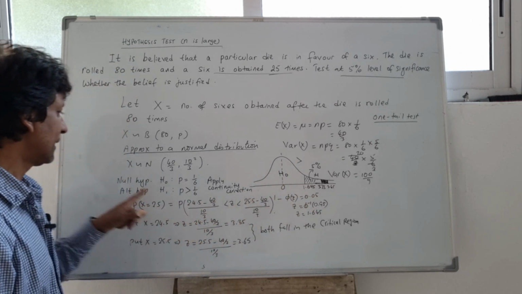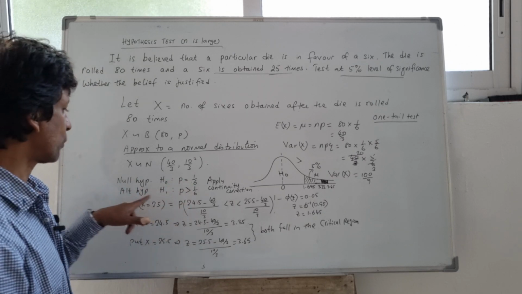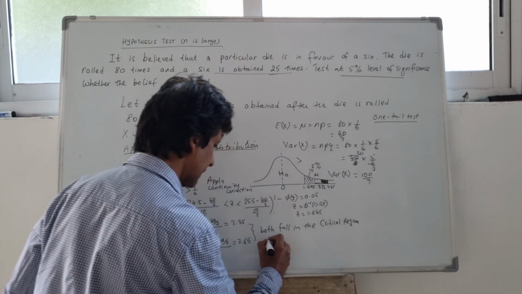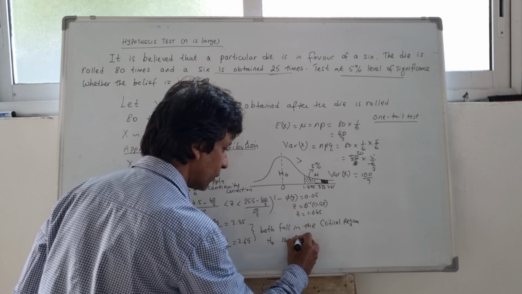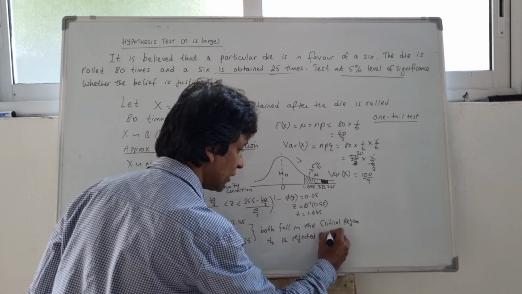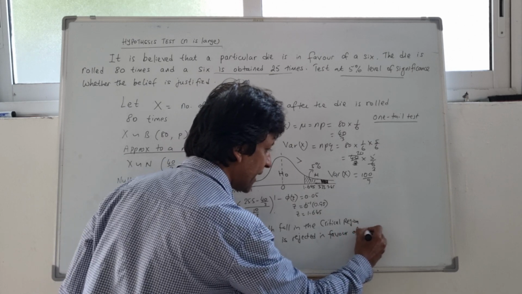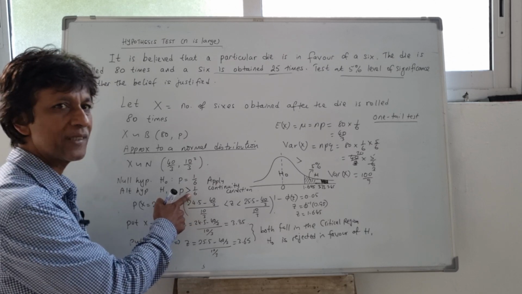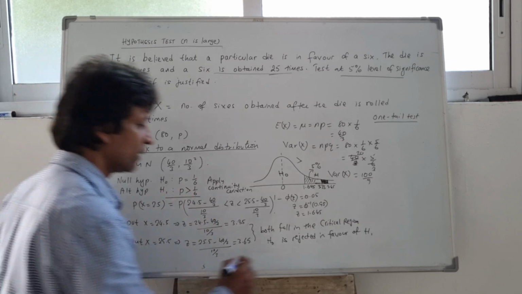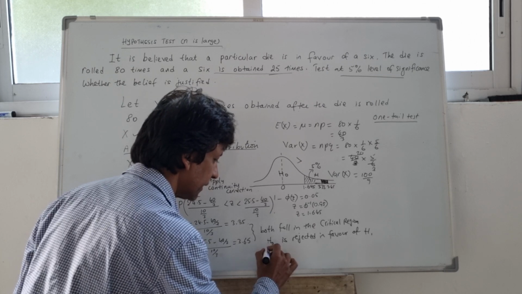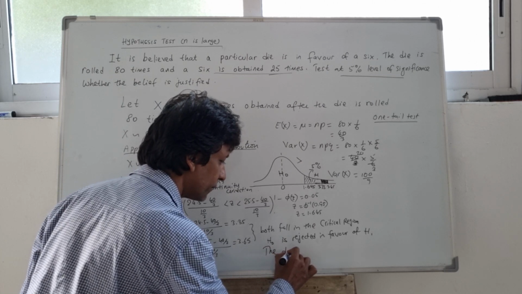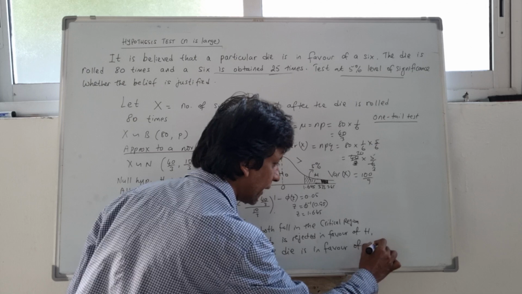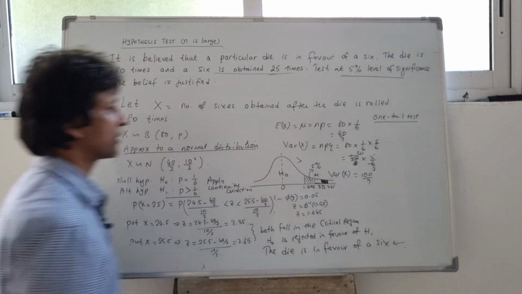So we're not accepting that p is 1 over 6. We're accepting H1 in favor of H0, so H0 is rejected in favor of H1. We're saying that the die is in favor of 6. Therefore, we conclude that the die is in favor of a 6. That's the final answer to this question.